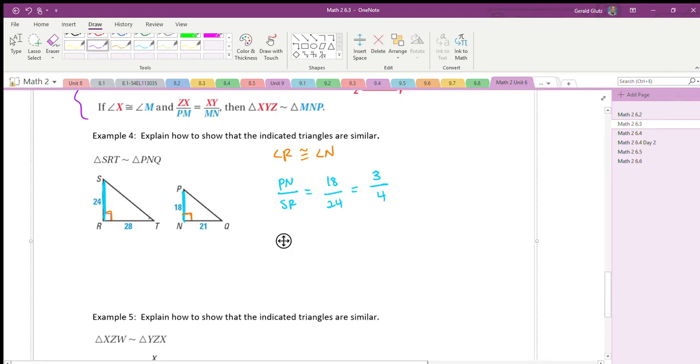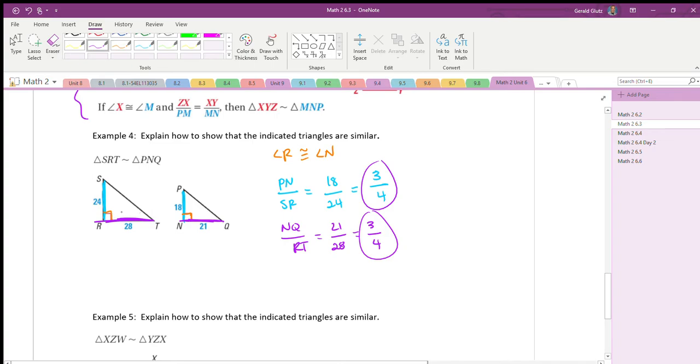If I look at RT and NQ, I'm using those sides because they gave me the lengths of those two sides. I use the smaller one on top first, like I did with PN. So NQ is corresponding with TR, or RT. NQ is 21, RT is 28. I know 7 goes into both of these numbers. 7 goes into 21 3 times, 7 goes into 28 4 times. So again, our scale factor is 3/4.